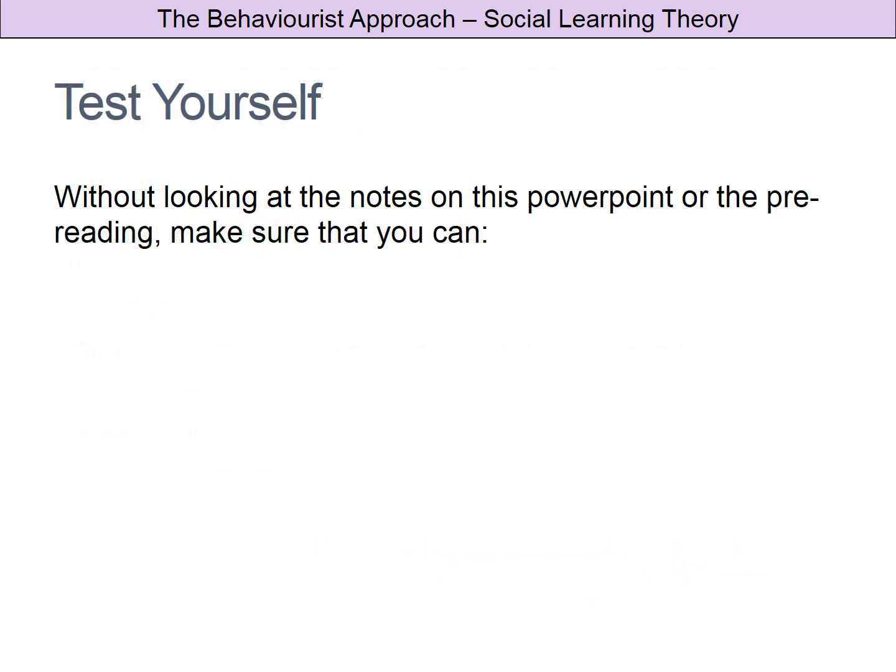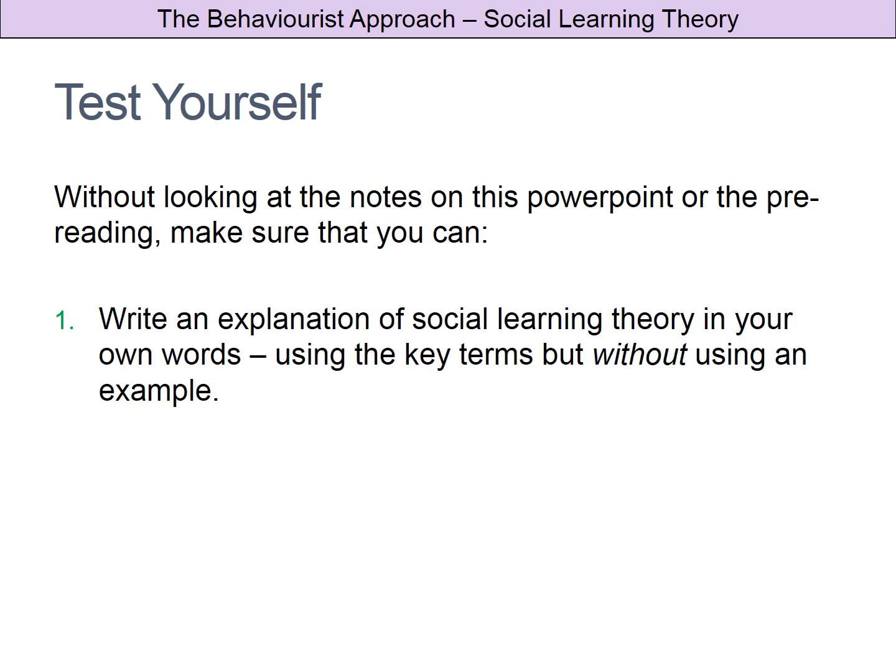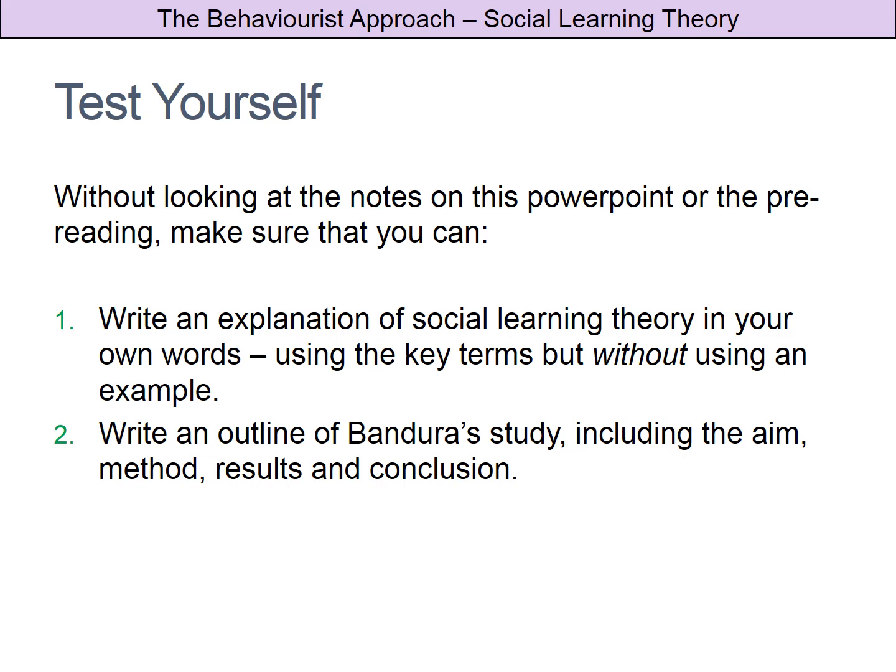So things you need to know before you come into the lesson. First of all, make sure you can write an explanation of social learning theory in your own words, so using key terms but not using an example. Secondly, make sure you can write an outline of Bandura's study, including the aim, the method, the results and the conclusion. As always, you can look back over this video or use the pre-reading if you want to go into a little bit more depth.